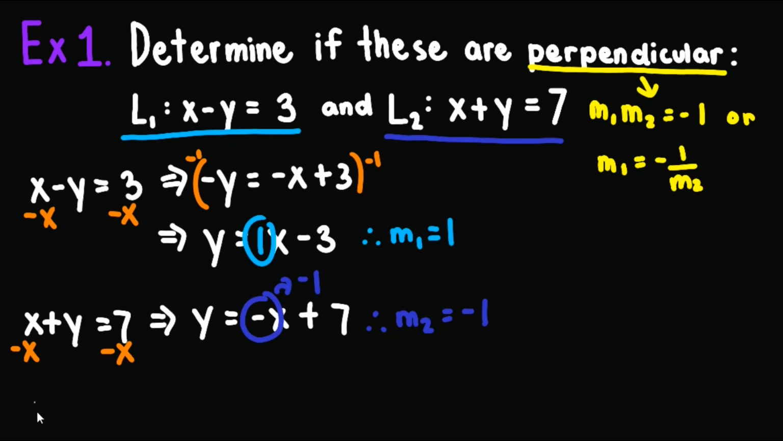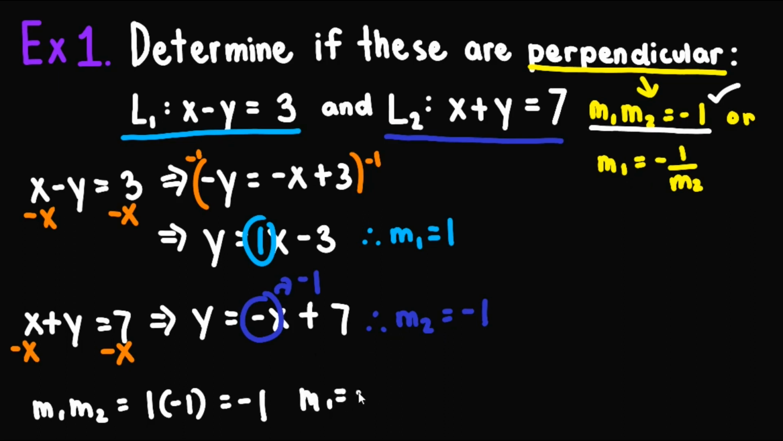So first we have here m sub 1 times m sub 2. We'll have here 1 times negative 1, which is negative 1. So this first condition is valid. Let's check the next one. We have here m sub 1 is equal to negative 1 over m sub 2, which is negative 1. Then we can cancel out the negatives out here to obtain 1, which is correct since it matches what we got. So indeed, we can conclude that these two lines, L1 and L2, are perpendicular.